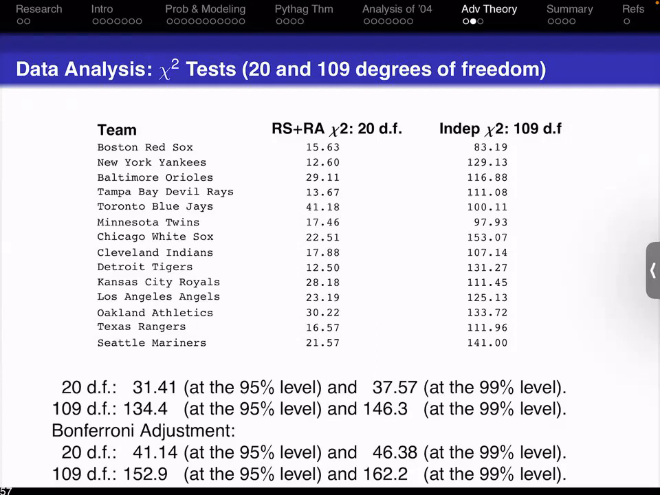But this is what's called the Bonferroni adjustment, which says if you're doing many, many similar tests, you can actually inflate those numbers a little bit, because you would expect a few of them to come out. And you inflate the number to 41.14. If you look at the Blue Jays, 41.18, okay. That's essentially now just barely making it at the 95% level.